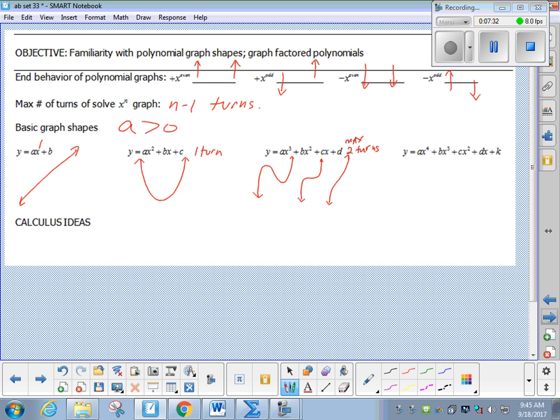And x to the 4th. Give me some shapes. Could it take no turns? No, the least it could take is 1 turn, because it's an x to the 4th, it's got to go up and up, right? Could it take up to 2 turns, or 2 possible turns like that? Or it could take even up to 3 turns, right?